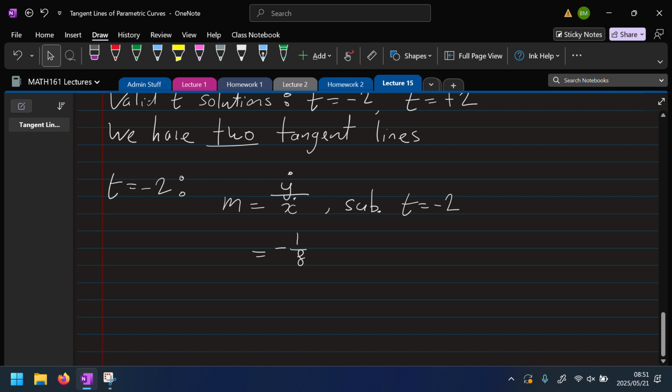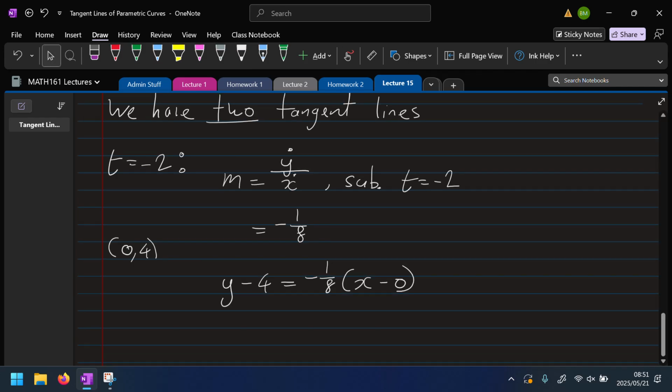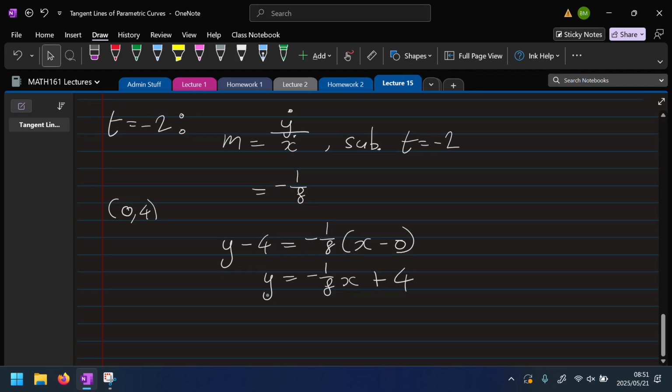What is the tangent line going to be? Well, we know that this is happening at the point 0, 4. So we're going to have y minus 4 is going to be minus 1 over 8 x minus 0. Okay, just your normal straight line equation. So we have y is equal to minus 1 over 8x plus 4. Okay, so that is our first tangent line.